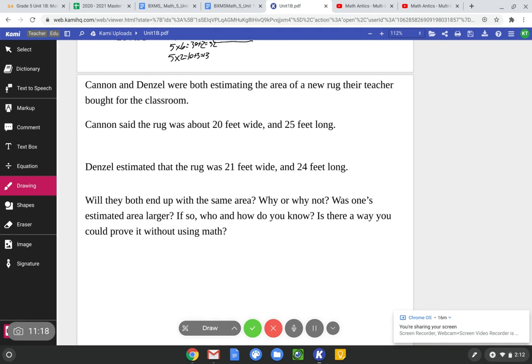Let's begin. Cannon and Denzel were both estimating the area of a new rug their teacher bought for the classroom. Cannon said the rug was about 20 feet wide and 25 feet long. Denzel estimated the rug was 21 feet wide and 24 feet long. Will they end up with the same area? Why or why not? Was one's estimated area larger? If so, who and how do you know? Is there a way you could prove it without using math?